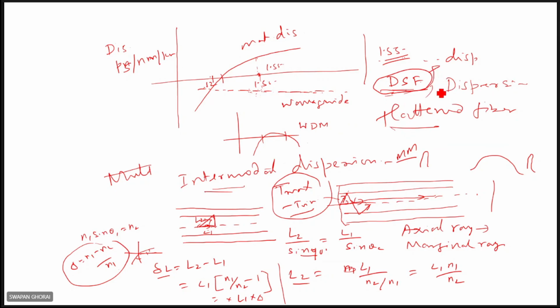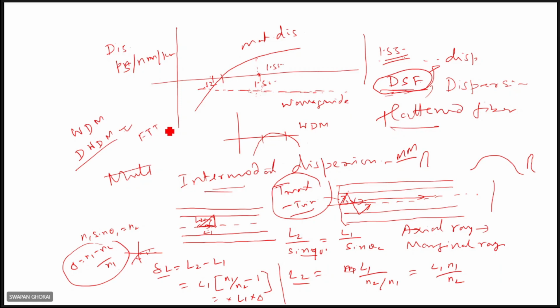And another type of fiber is also there, which is widely used for wavelength division multiplexing or DWDM systems. These are the latest technology used in fiber optic systems, FTTH, probably fiber to the home.